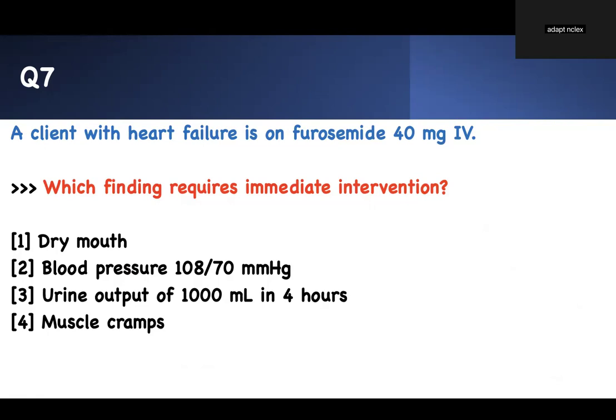What do you think? Put down your answer. Let me think. I'll give you 10 seconds. Explain yourself in the comment section and let me know. What do you think? Let's break it down.